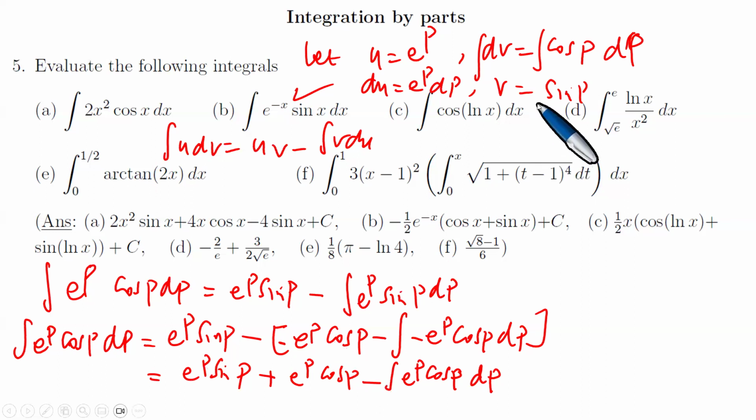What is our v? Right, our v is the sine p, and the du is e to the p. So we have e to the p sine p dp. Now here you bring down e to the p sine p minus the integral. So the e to the p sine p, still you need to use integration by parts again. So we use it twice in problems like the e to the sine or the cosine of that.